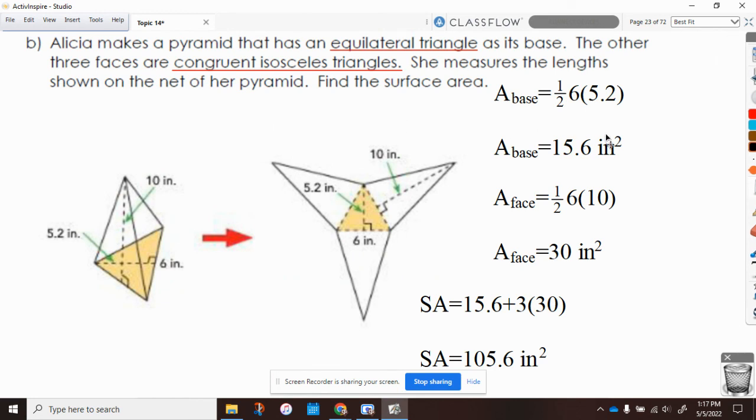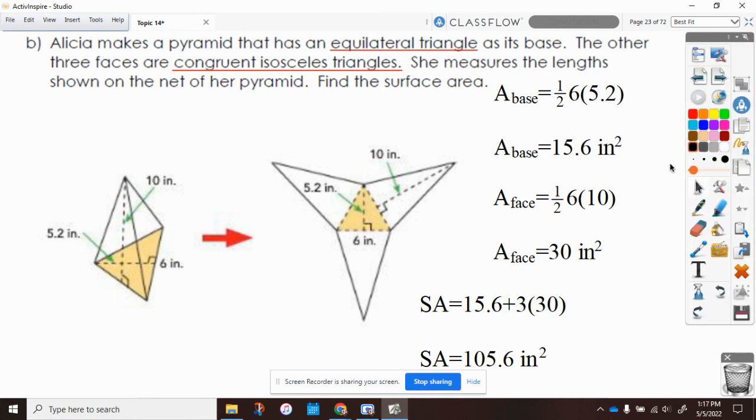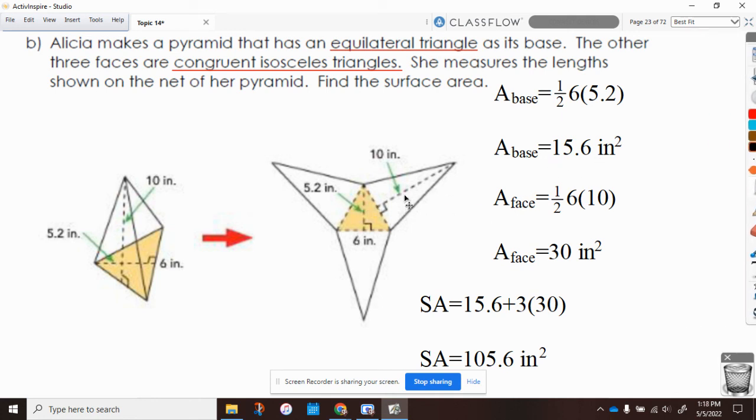Our last pyramid right here has an equilateral triangle as its base. Okay, so we find the area of this base, and then we find the area of all 3 of these other triangles. The area of this base, BH over 2, so 1/2 times 6 times 5.2 for just the middle triangle right there. That would be 15.6. If we're looking at the faces, each of them is going to be 6 times 10 cut in half. So 1/2 of 6 times 10 is 30. Okay, and we've got 3 of these. So that means our total surface area is going to be our base, 15.6, plus 3 of these 30s, 3 times 30. So our total surface area is 105.6.